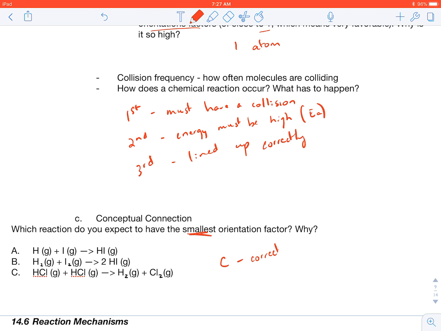And that is because there are two molecules. We have an H and a Cl, and an H and a Cl, and they have to be lined up correctly for this reaction to occur.